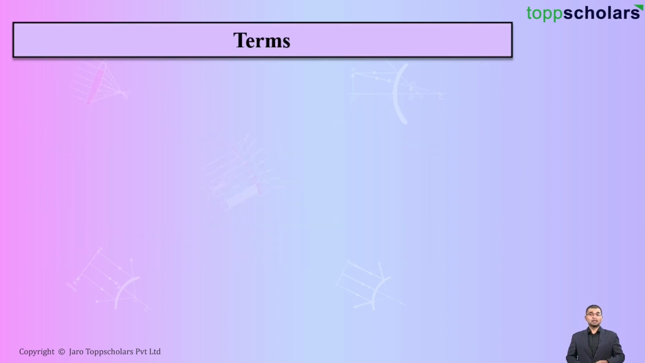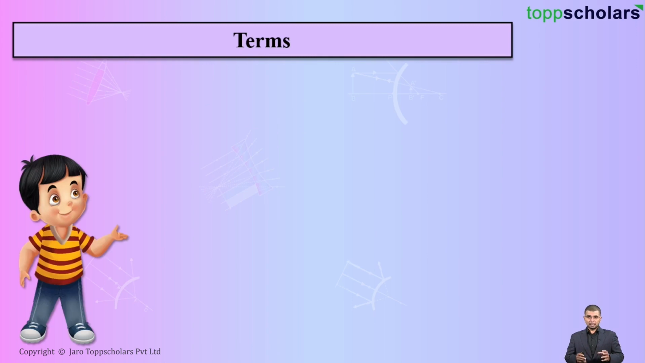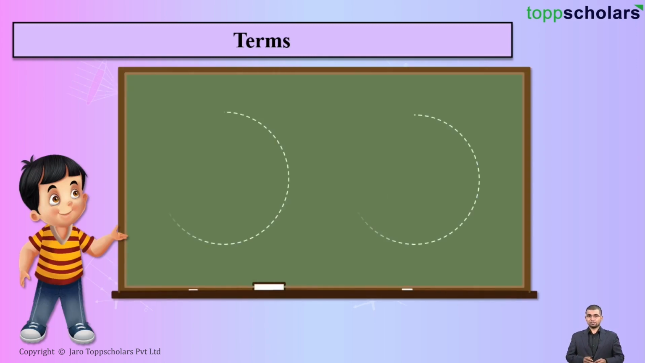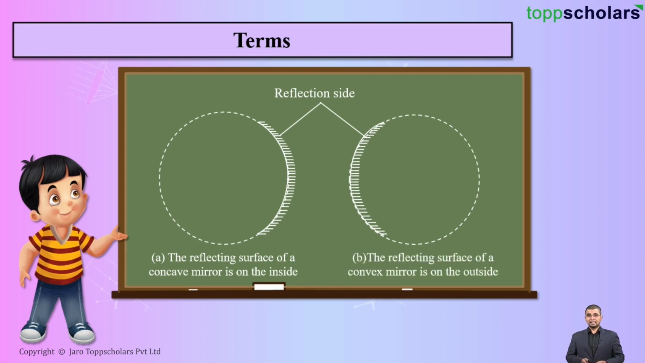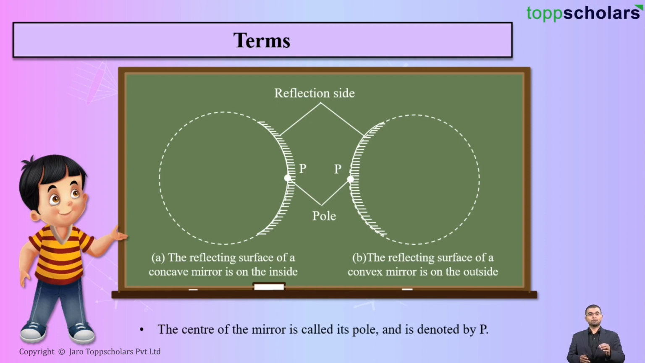After understanding what a concave mirror is and what a convex mirror is, let's try to draw their diagrams and understand some important terms related to spherical mirrors. Now, if you draw the diagram of a spherical mirror, these are the two types of mirrors, and the shading shown over here is the reflection side. Now, if you consider A, the reflecting surface for this is on the inside, and students, this type of mirror is known as a concave mirror. On the other hand, in B, the reflecting surface is on the outside, and this type of mirror is known as a convex mirror.